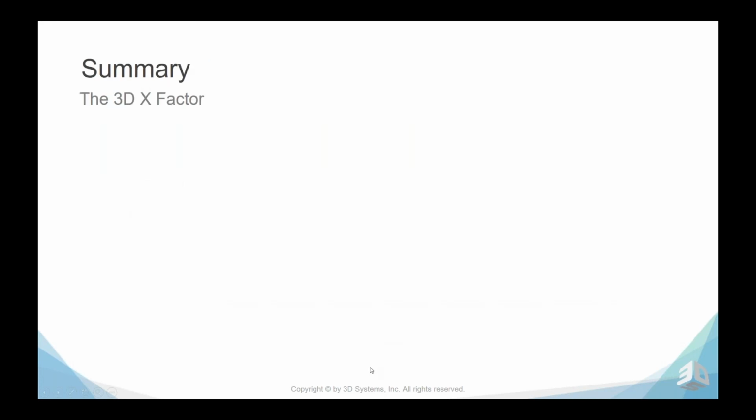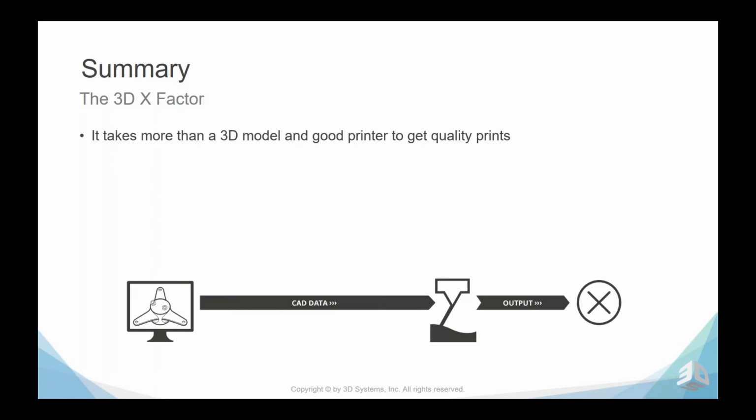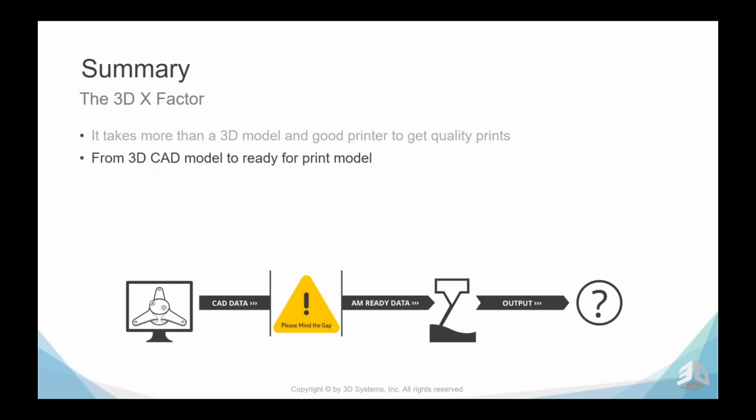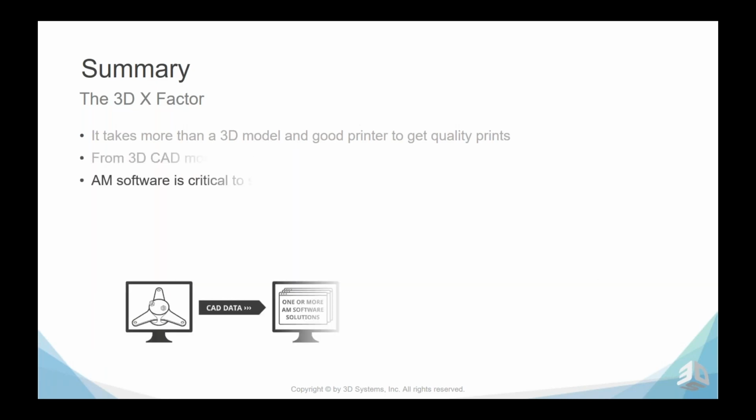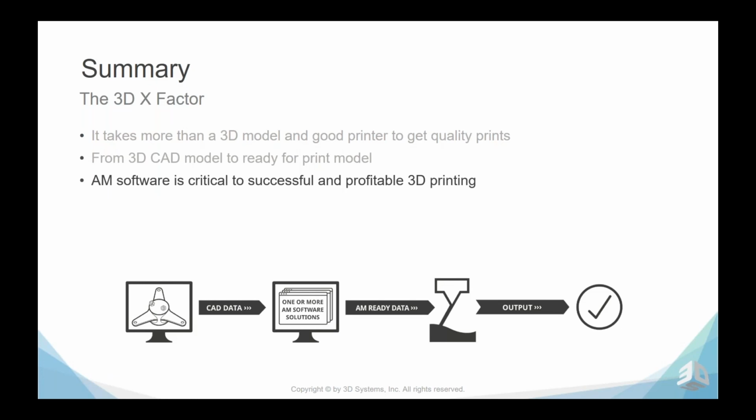To sum it all up, let's review the key takeaway from this webinar before we move to the question and answer part. So first, what we saw is that it takes more than a 3D model and a good printer to get quality prints. We saw that there is an inherent gap between a 3D CAD model and a ready-to-print model. The missing link to bridge this gap is the additive manufacturing software, which we sometimes call the 3D X factor, a key element that doesn't always get the attention it deserves.